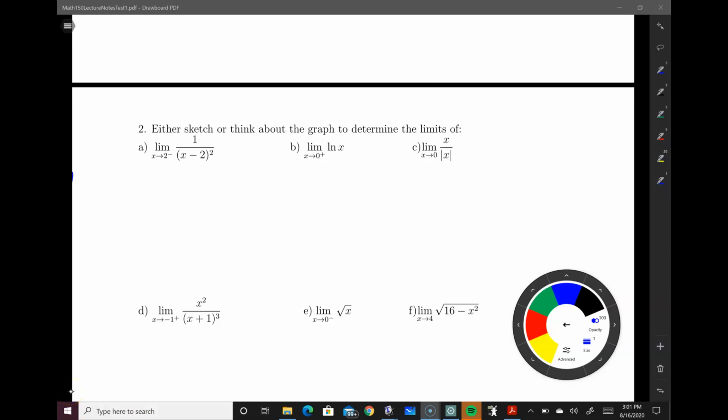Okay, so for each of these limits, I want you to think, is this a basic graph? If it is, is there a vertical asymptote? And if it isn't, is there a vertical asymptote? But if you know it's a basic graph, then have a sketch of it or think about it.